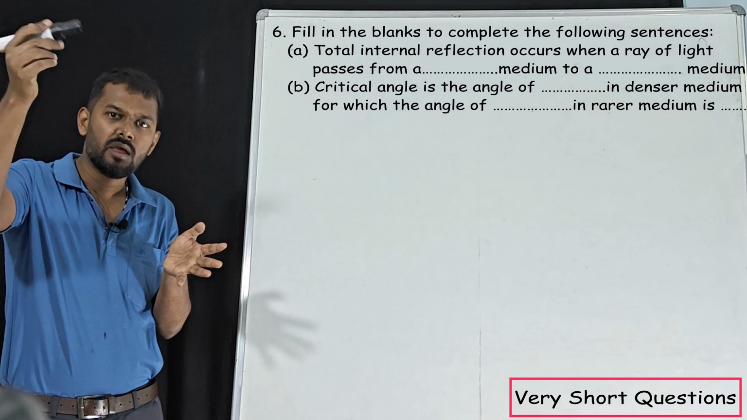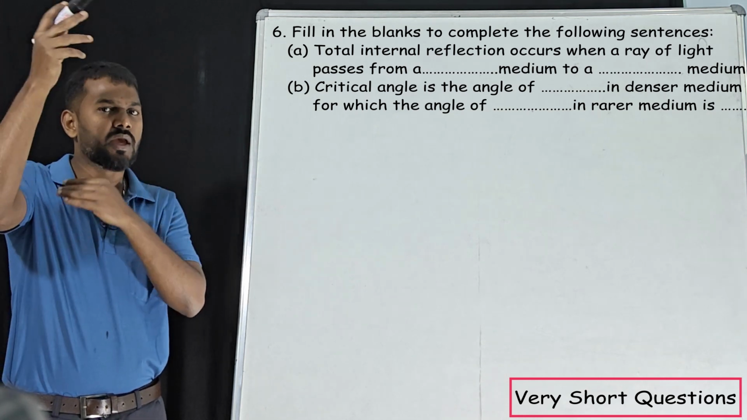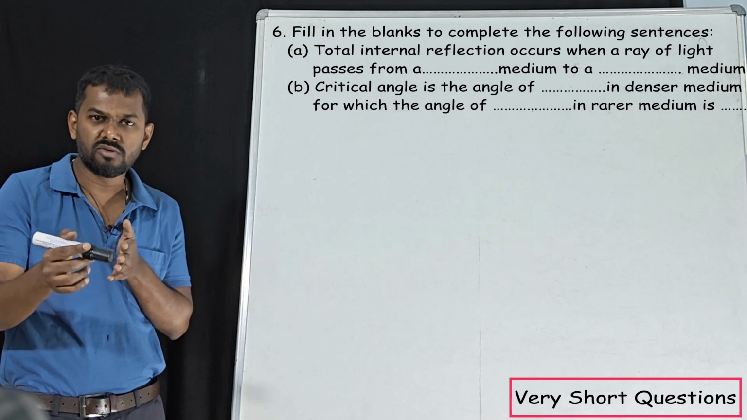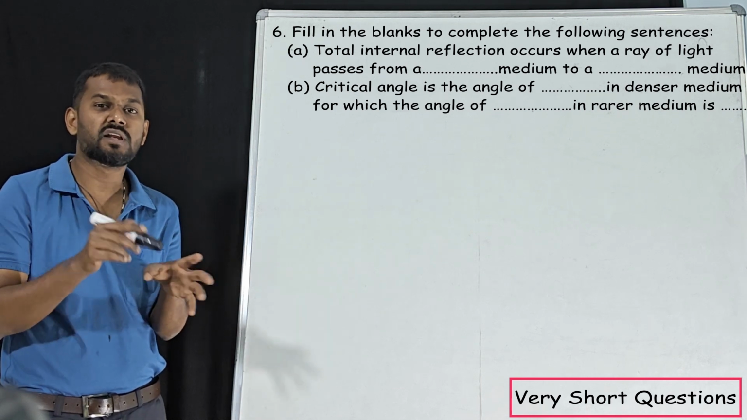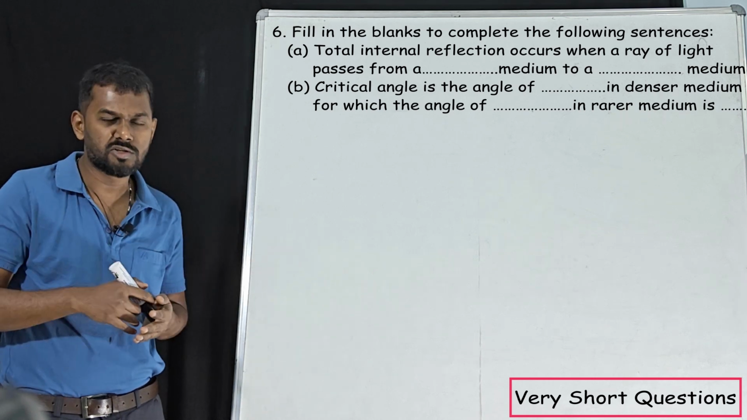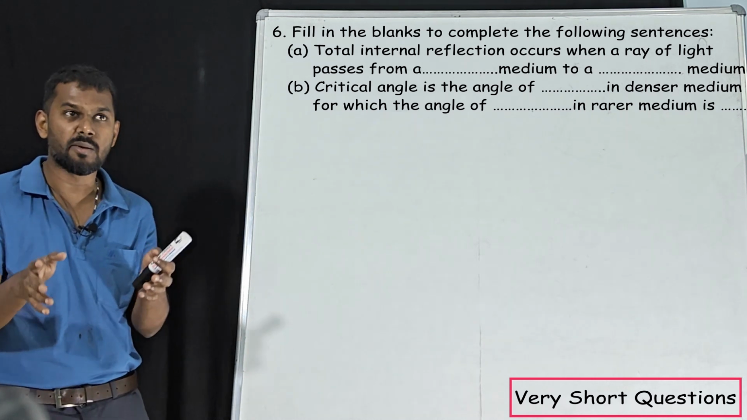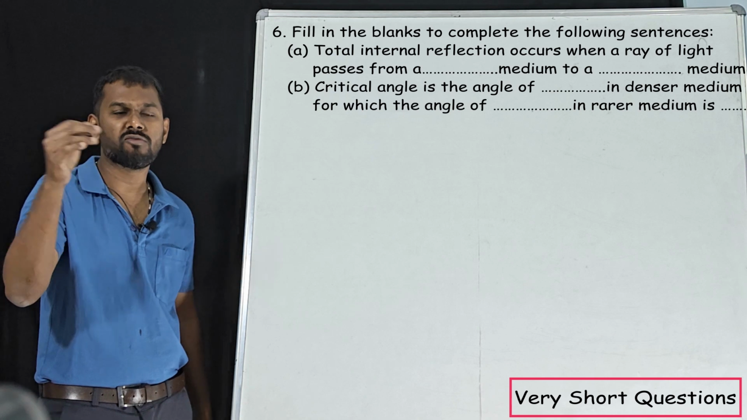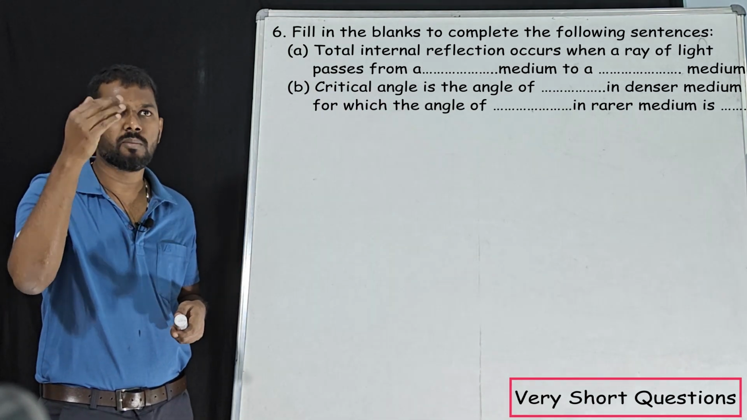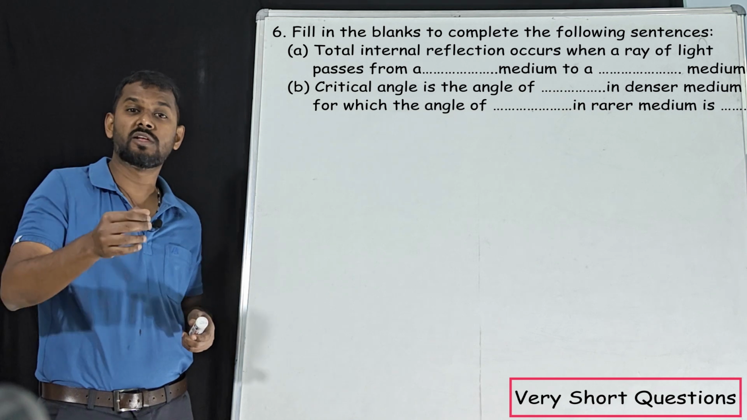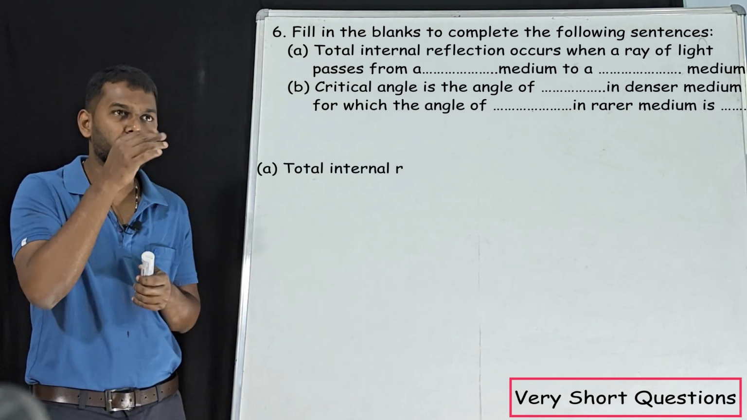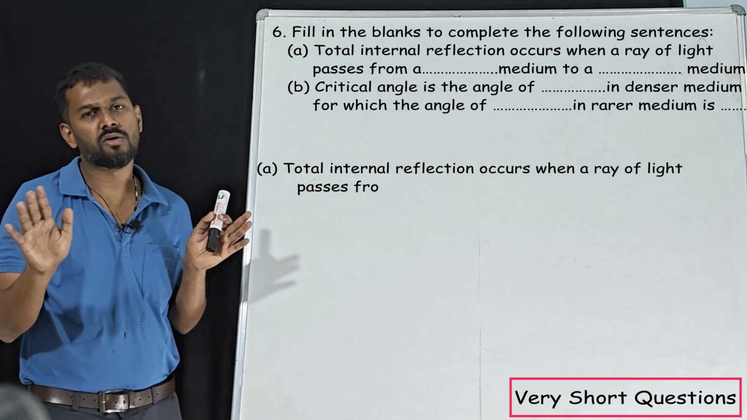Water to air or glass to air. When it comes to glass and water, glass is considered denser compared to water, so from glass to water is also possible, but here they are not looking for an example. They are just asking for what kind of medium. Actually, the answer should be that the light ray passes from optically denser medium to optically rarer medium, but without using the word optically, if you write denser to rarer, you will get full marks.